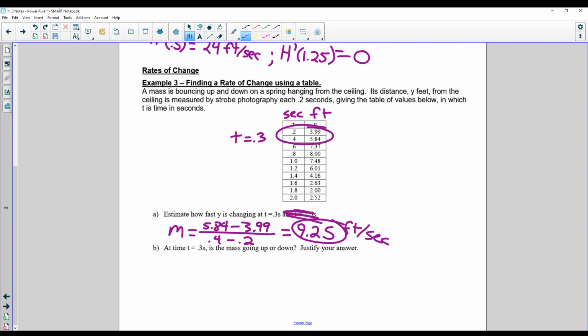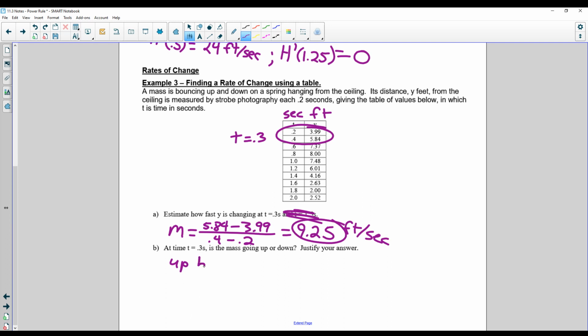B says at time t equals 0.3 seconds, is the mass going up or down? Justify your answer. Well, there's kind of two ways you can do this. One way is you can look at the chart and say, well, at 0.2, it's at 3.99, and at 0.4, it's at 5.84. So obviously it went from 3.99 to 5.84. Well, it's going up. That's one way to do it. That would work. Another way to do it would be look at your derivative, your rate of change right here. It's positive, so it's going up. That's even easier. So I'm just going to put that up.